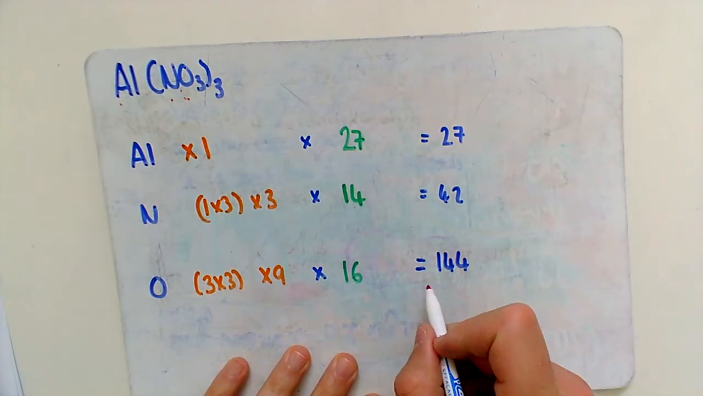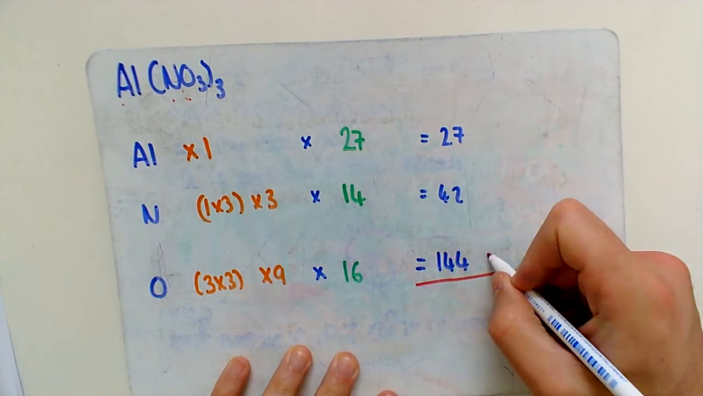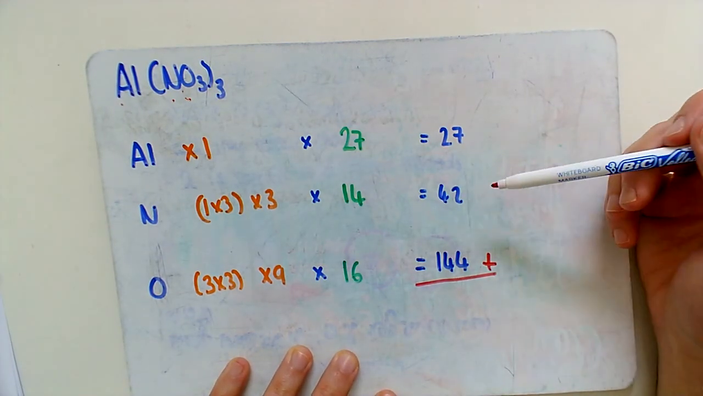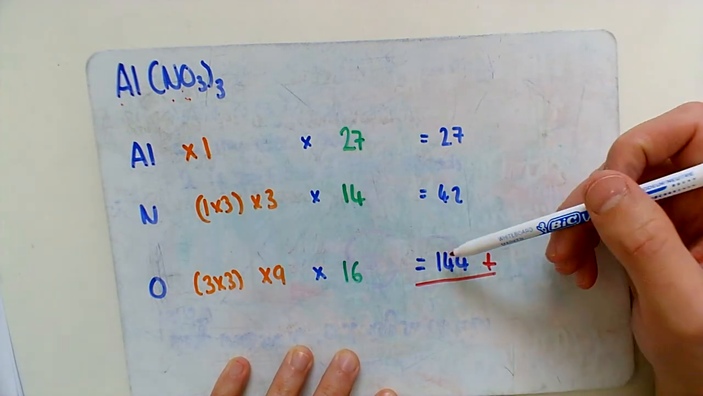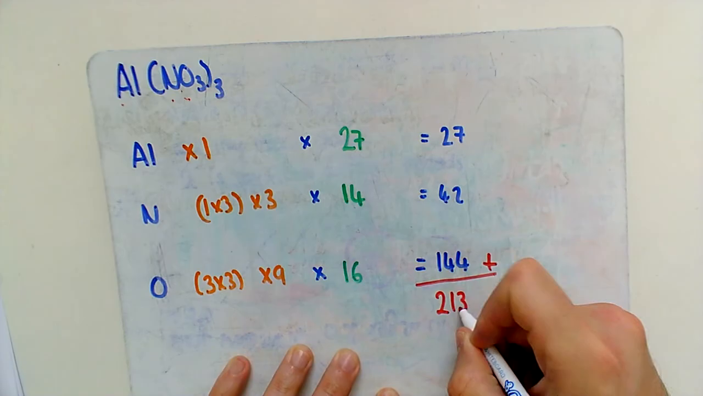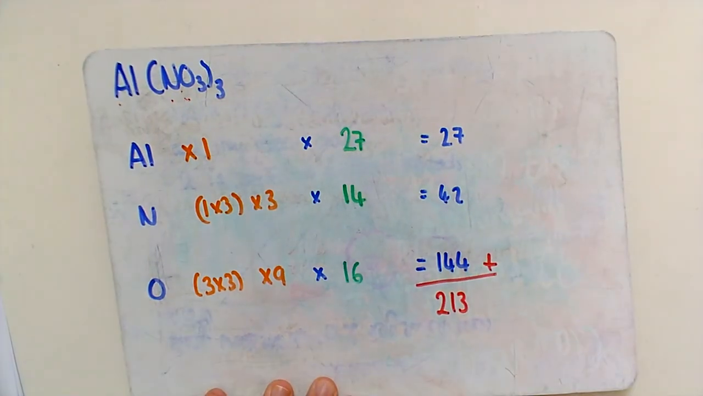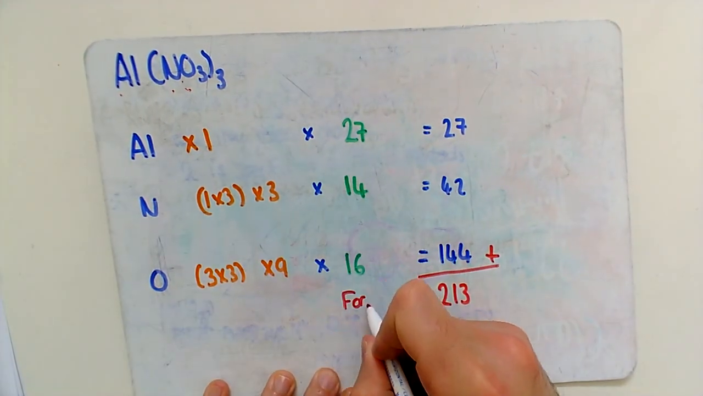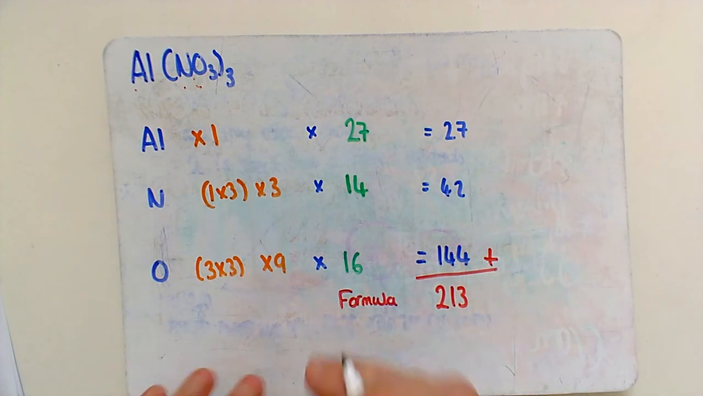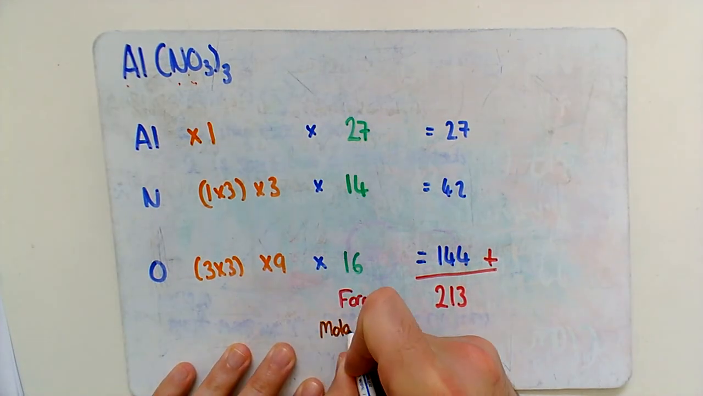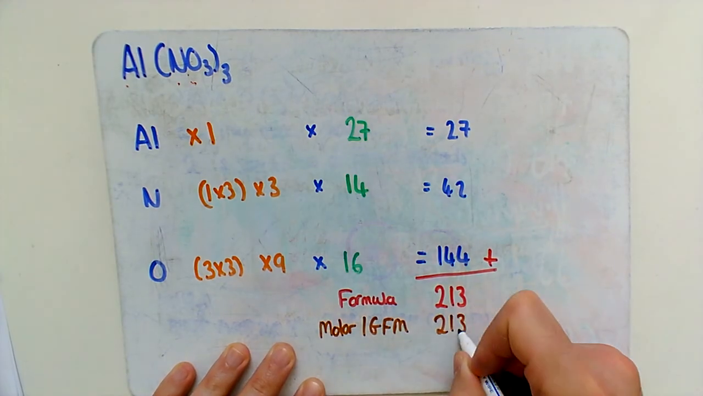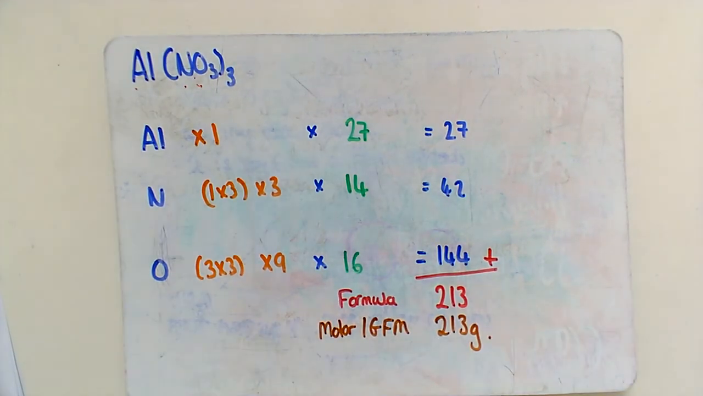And what we do is we add them together. So what we have, 69 plus 144, which gives us 213. Which again, if it's just the formula mass, that's that. But if we're asked for the molar or the gram formula mass, it's going to be 213 grams.